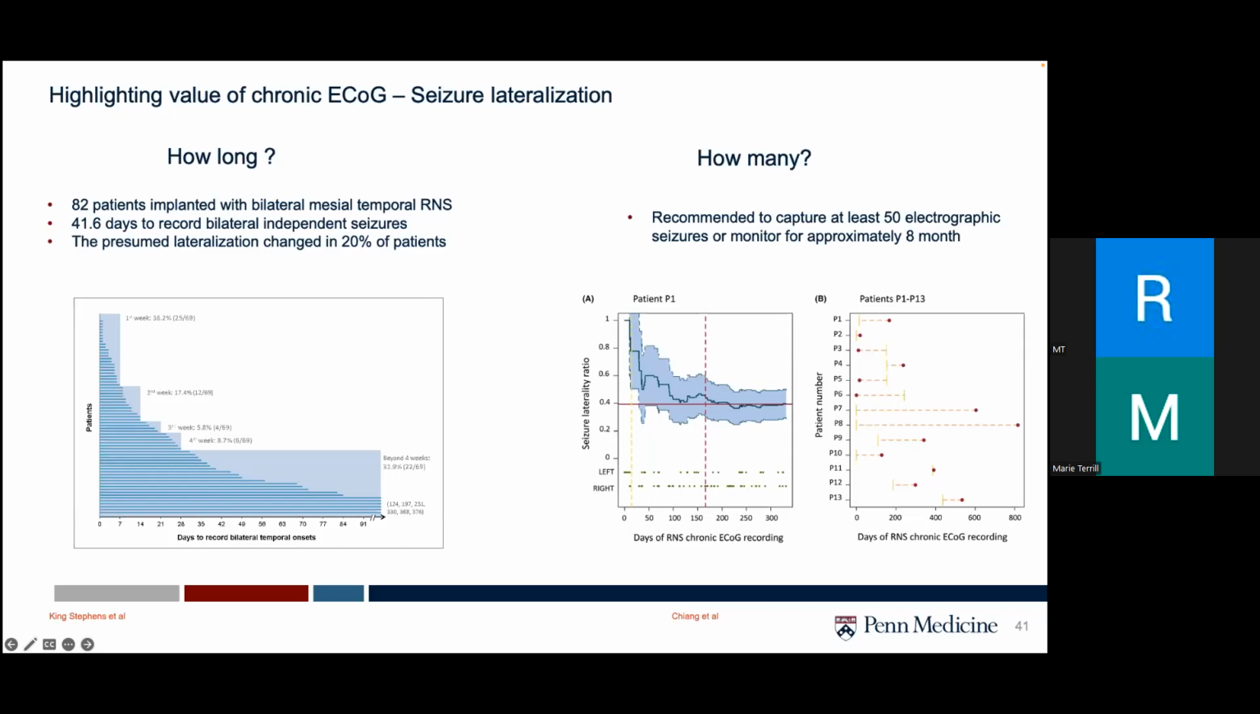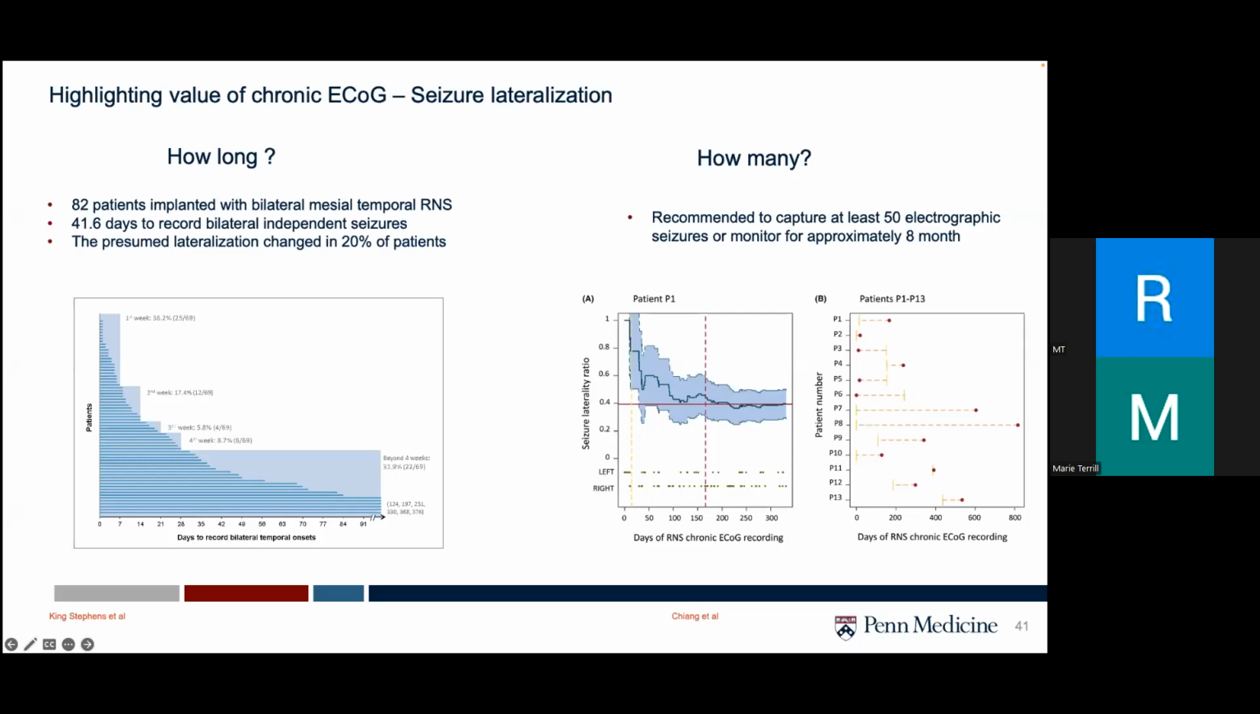The study found that you needed approximately 8 months of chronic ECOG recordings to obtain stable estimates of the seizure laterality ratio. It's important to note that this duration is actually considerably shorter than what was previously suggested. I think the previous recommendation was recording for a period of 2 years. And it also noted that 75% of these patients achieved that convergence within 1 year or less of the RNS recordings.